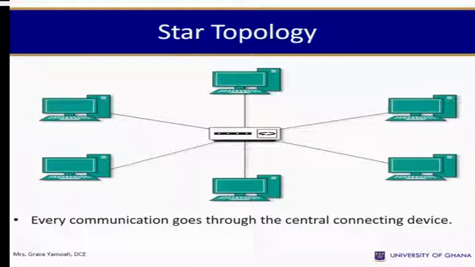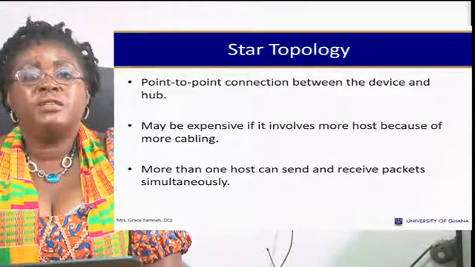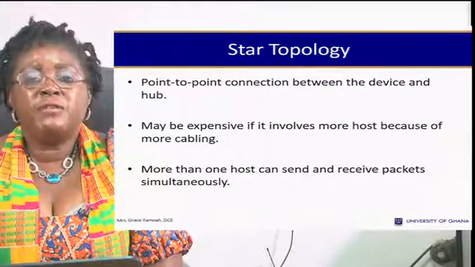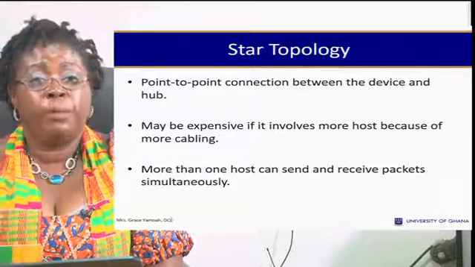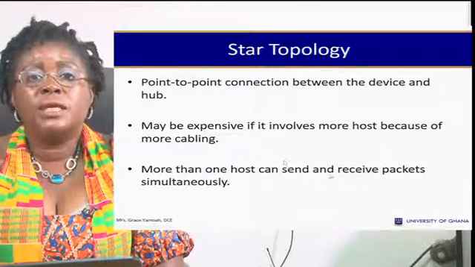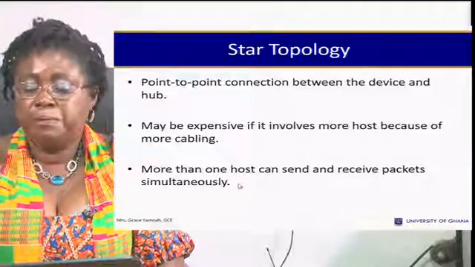Star topology. Every communication goes through the central connecting device. Like shown here, we have the central hub, and all these are the devices or workstations of the network. Every connection passes through this, so when this breaks down, every workstation or node is condemned. A point-to-point connection between the device and hub may be expensive if it involves more hosts because of more cabling. More than one host can send and receive packets simultaneously.